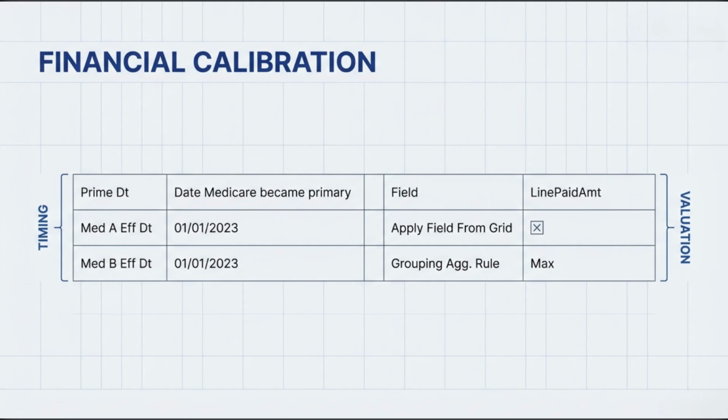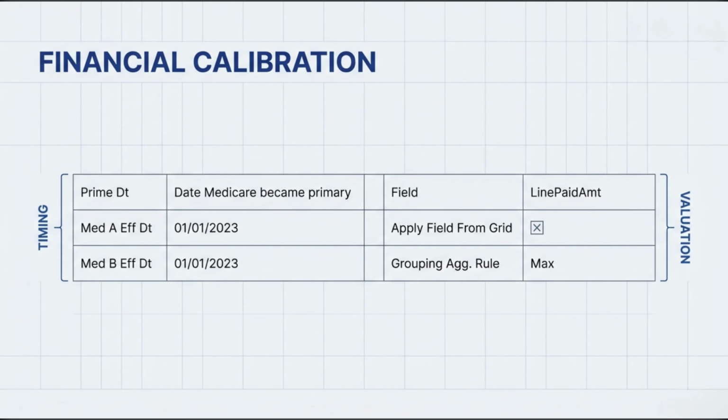See that apply field from grid? Notice the big bold X? That's a huge flag. It means we are not automatically pulling the line paid amount from some existing grid. You're going to be custom calibrating this. We're not just taking numbers at face value here, are we? This demands a deeper dive, manually confirming, manually validating every single penny.